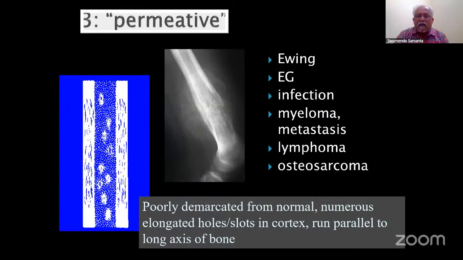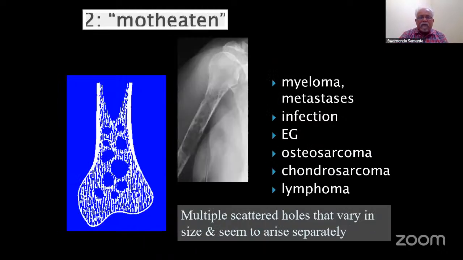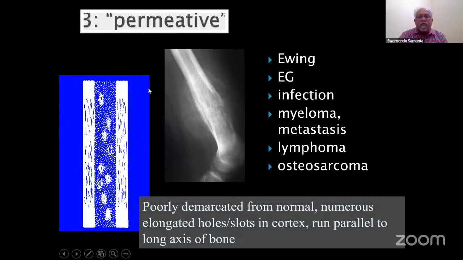And this third variety, which is known as the permeative, is more aggressive. If you go back to the earlier picture, this is like something eaten by a moth. But in this picture you will find a permeative pattern, small dot-like lesions. There is a lot of expansion in this cortex, and it is extending up to the soft tissue. So it is poorly demarcated from the normal, and there are elongated holes, slots in the cortex, which run parallel to the long axis of the bone. So it can be Ewing, eosinophilic granuloma, infection, multiple myeloma, metastasis, lymphoma, or osteosarcoma.